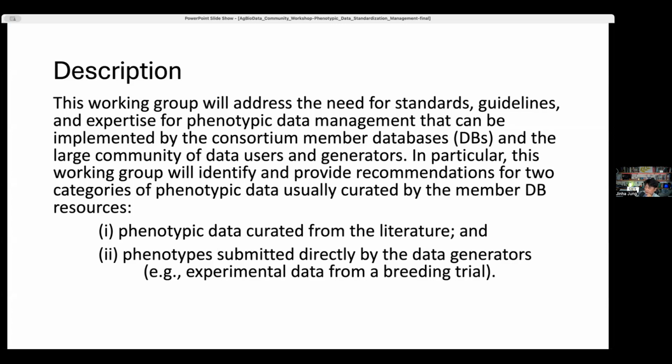In particular, this working group will identify and provide recommendations for 2 categories of phenotypic data usually created by the members of DB resources. The first one is previous data sets available from literature. The second one is phenotypes submitted directly by the data generator.